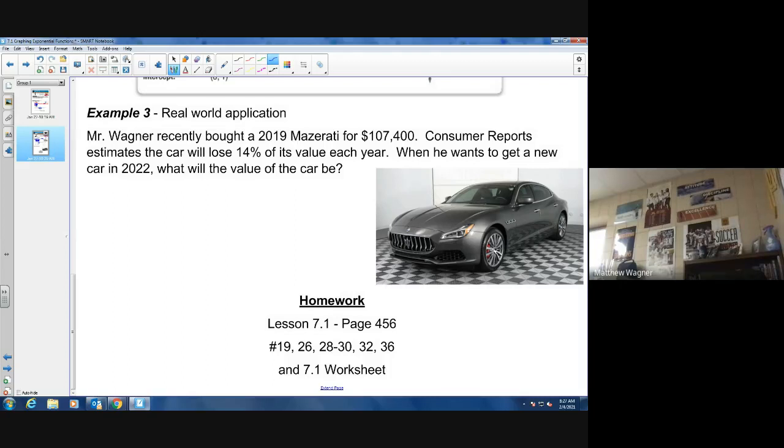As before, we have our principal amount. We have our rate, in this case, of decay. So it's losing 14% of its value each year. I want to find out in 2022 how much the value of my car is going to be. So we take a look at our standard growth model. We have A times 1 plus or minus R to the T. In this case, my initial amount is 107,400. We're subtracting 14%, and we're looking at after 3 years, how much is the value of my car?